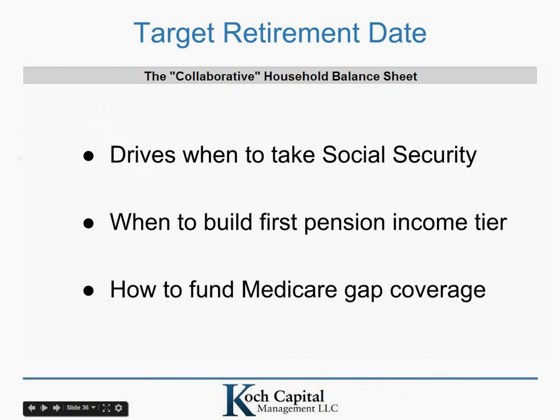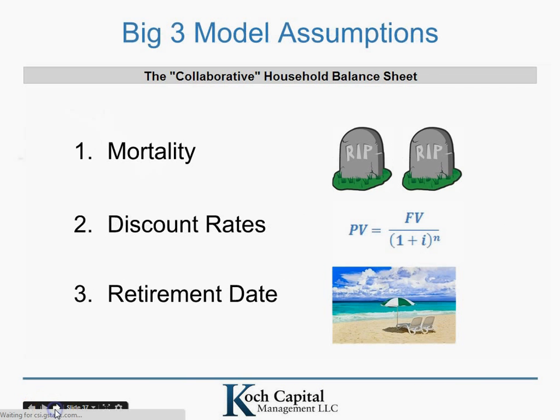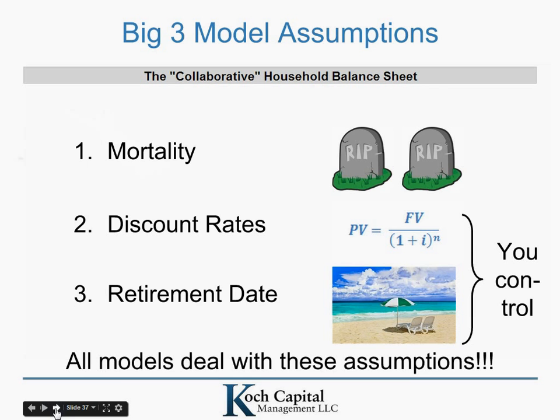So those are kind of the main model assumptions, with the biggie being mortality. You can control the discount rates and the retirement date. It's a little bit harder, obviously, to control your own mortality.